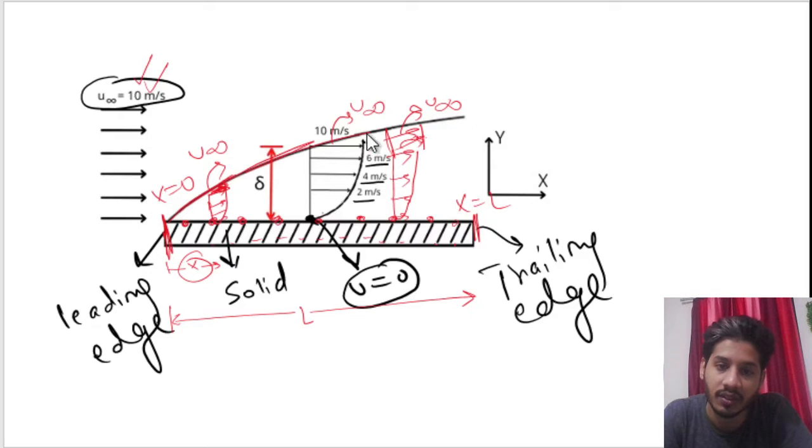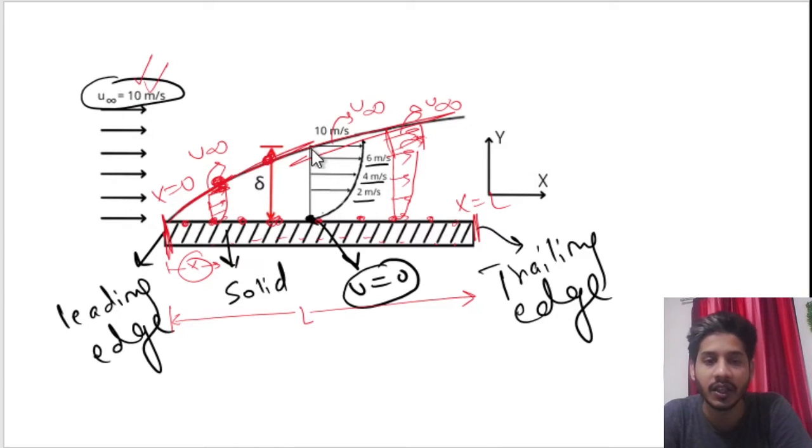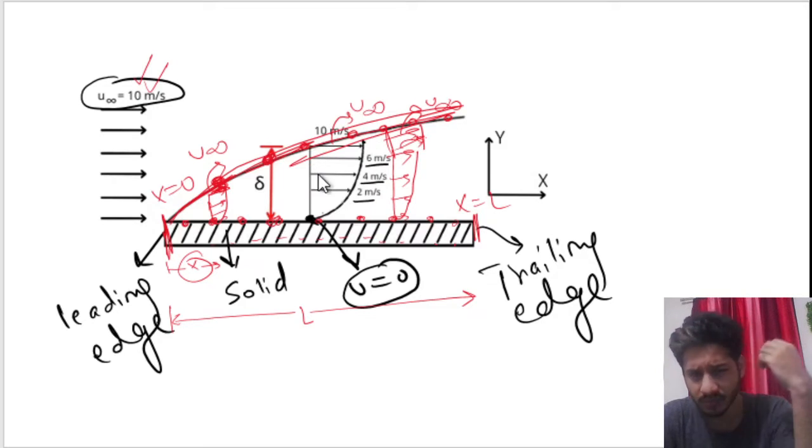This is the curve. At this point the velocity is the free stream velocity, and at this point also. If we join the various points on the boundary layer surface at which the velocity is u infinity, then we receive the boundary layer graph. This is the boundary layer. This is basically the imaginary boundary which we are considering, and various questions are solved on this concept only.